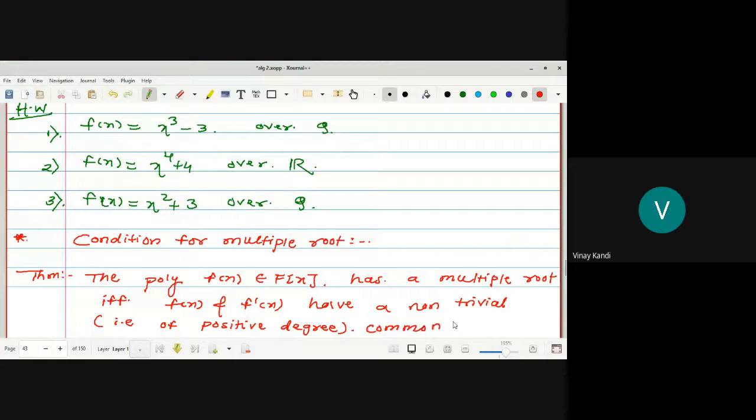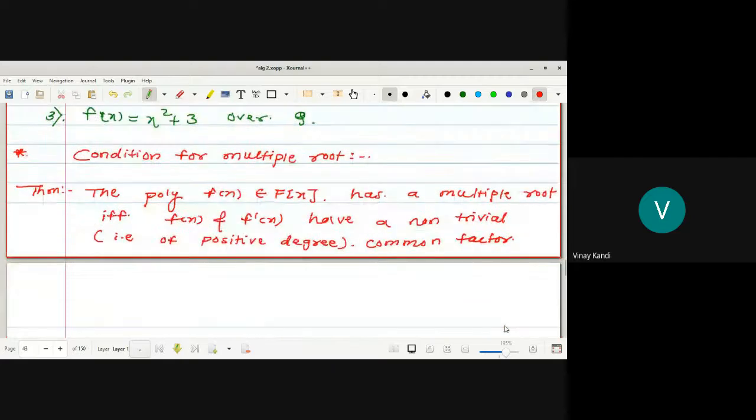Okay, the polynomial f of x belonging to capital F of x has a multiple root if and only if f of x and f dash of x have a non-trivial common factor. The proof of this theorem we will see in the next lecture. For example, look here. Suppose f of x is equal to x minus 2 bracket square. What is the root of this polynomial?